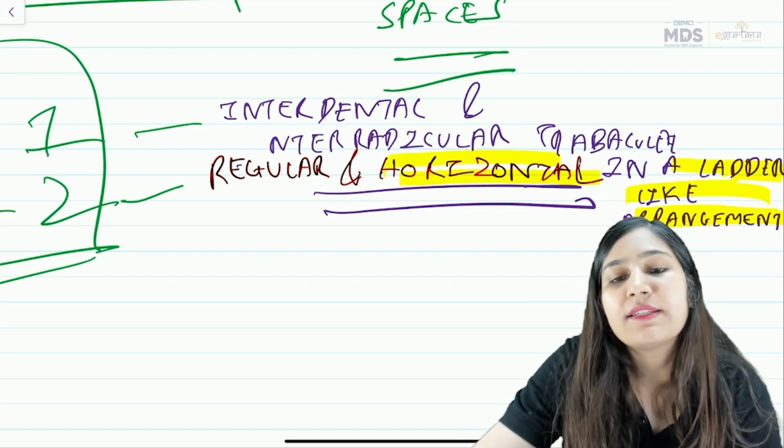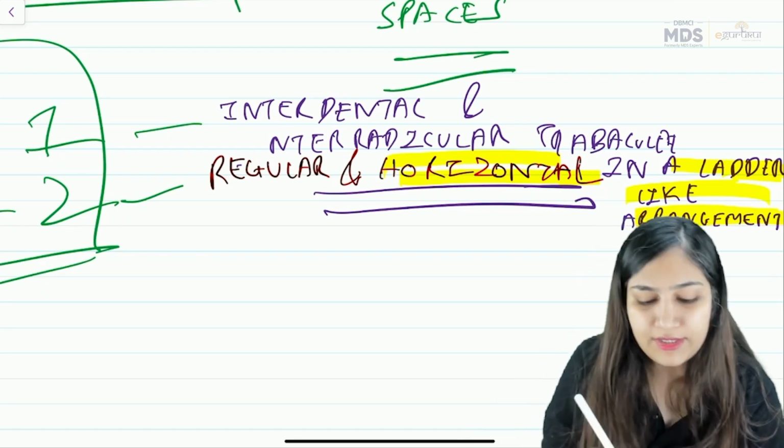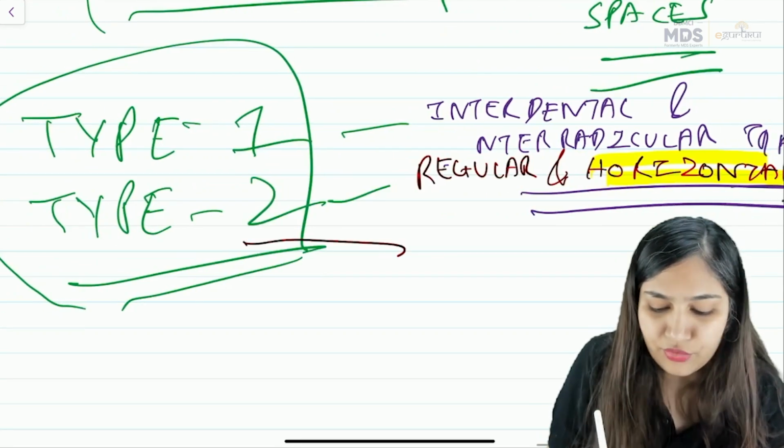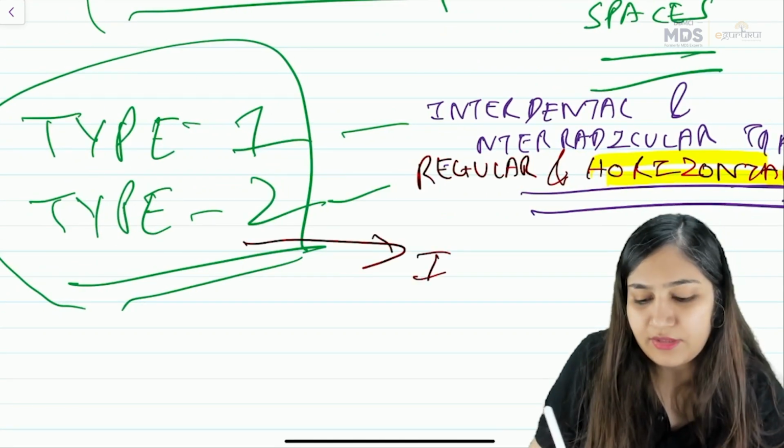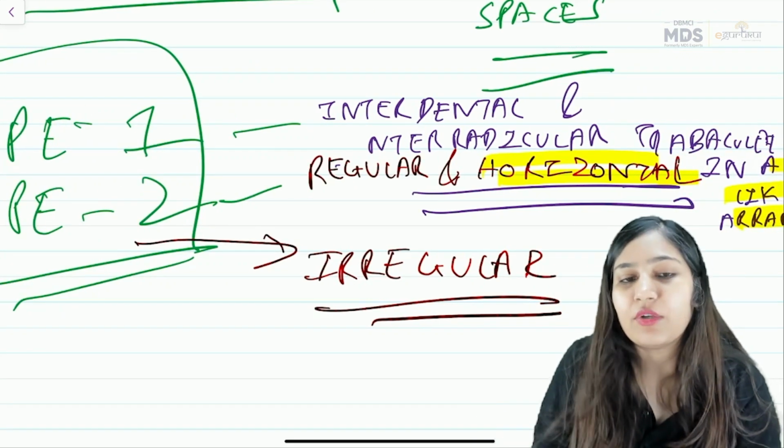Type 2 shows irregularly arranged, delicate, interdental and interradicular trabeculae. Type 2 shows what? Irregular, arranged, delicate, interdental and interradicular trabeculae.